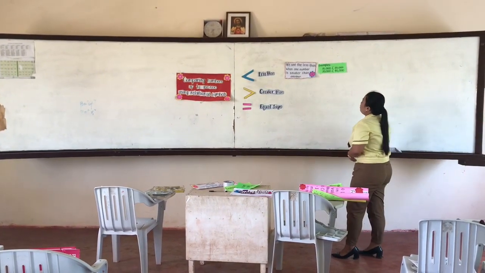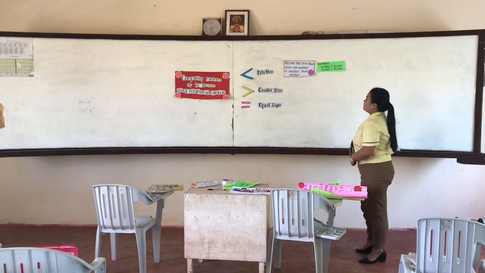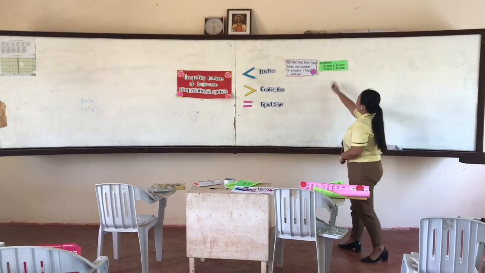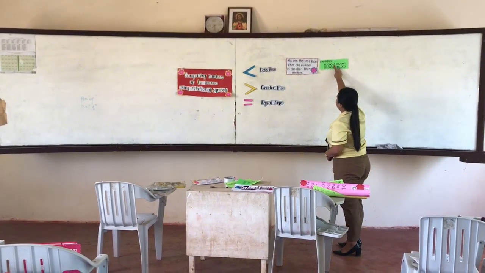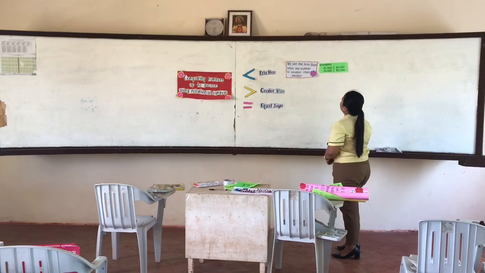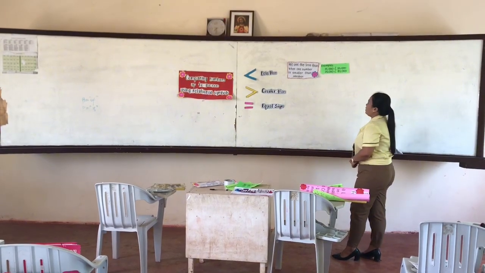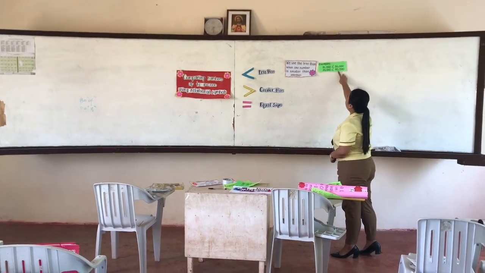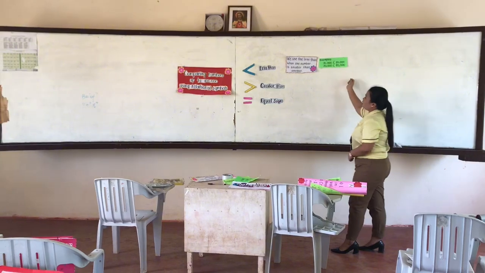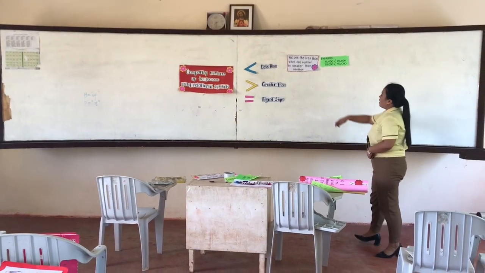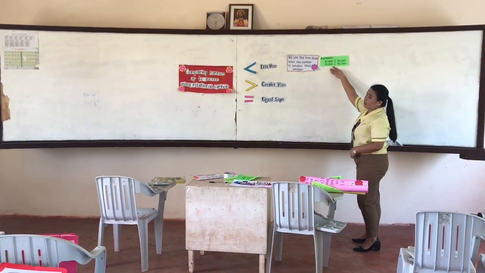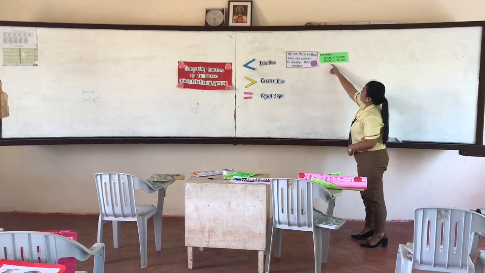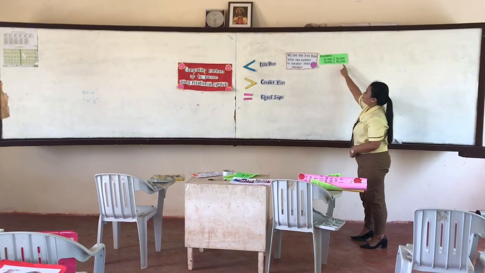In these two examples, why is it we use less than? It's because 10,000 is less than 20,000. The next example is 20,000 is less than 40,000. So why is it we use the less than symbol in comparing these two numbers? It's because 20,000 is less than 40,000.